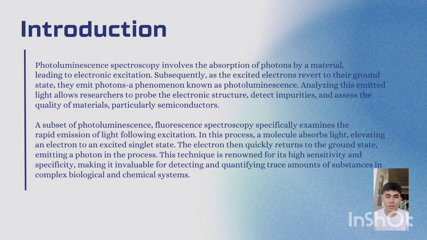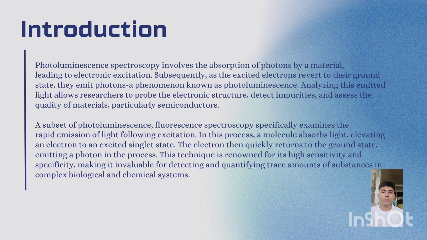Photoluminescence spectroscopy is a technique used to study materials by analyzing the light they emit after absorbing energy. When a material is exposed to light, its electrons get excited and move to a higher energy state. As these excited electrons return to their normal or ground state, they release light. By studying this emitted light, scientists can understand the material's electronic structure, detect any impurities, and evaluate its overall quality, especially useful in studying semiconductors.